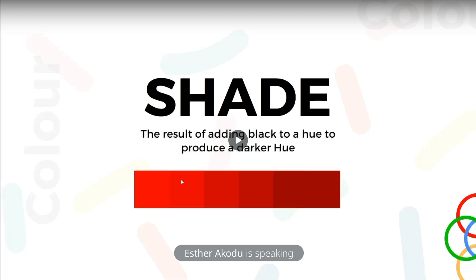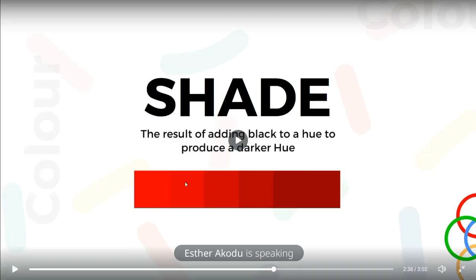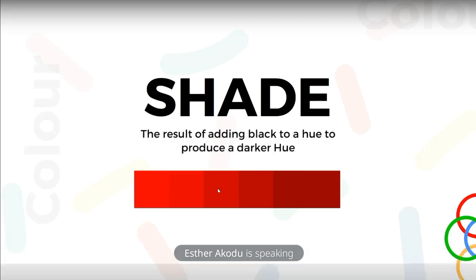So this, like I said, is a visual representation of you adding black. If you keep adding black to this red, it becomes darker. It's still red, but a darker shade of red. So a shade is a result of adding black to hue.